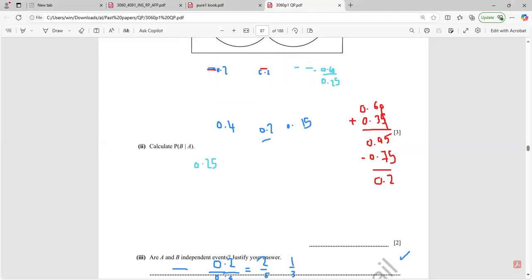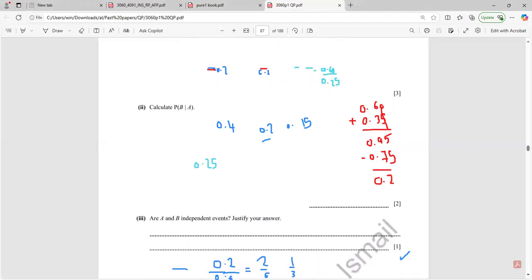Now the probability question is already done. Okay, here he wants you to answer this question. Are A and B independent events? Are they independent? Of course not, because B given A is not independent.